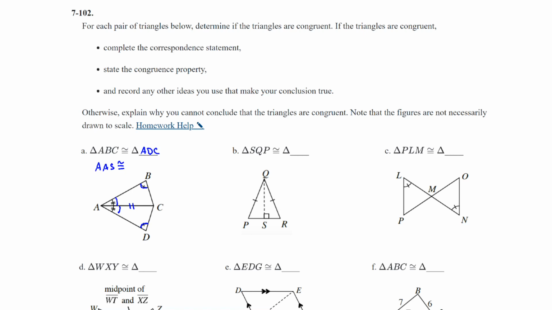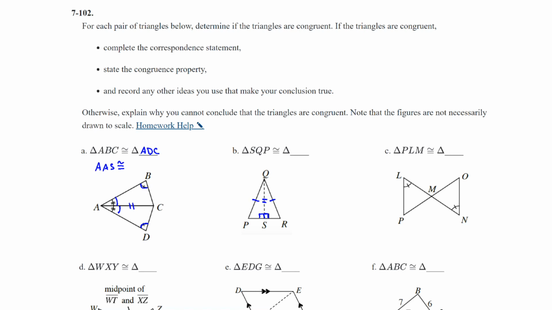Part B, SQP is congruent to triangle what? Well, once again, let's take a look. We have this side length is congruent to that one, so that's good. We also have the side length that they're sharing again using the reflexive property, so that's 2 side lengths. And then we have the right angle, so we know their angle is also the same.